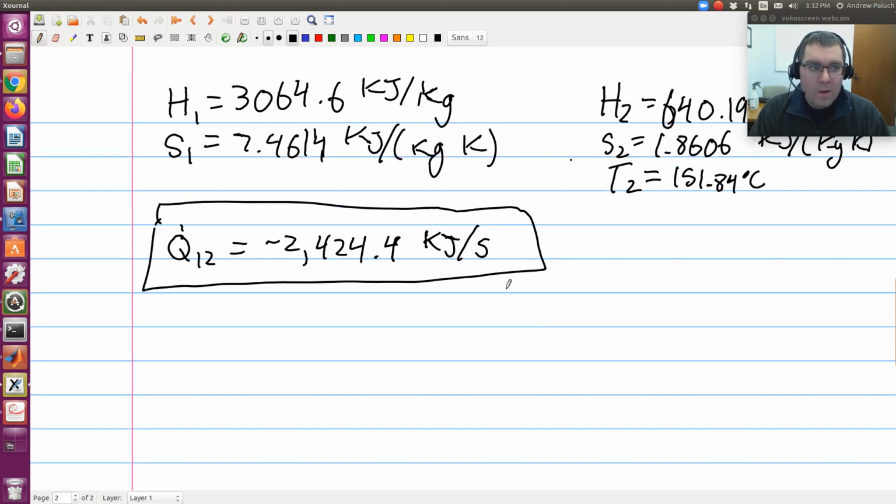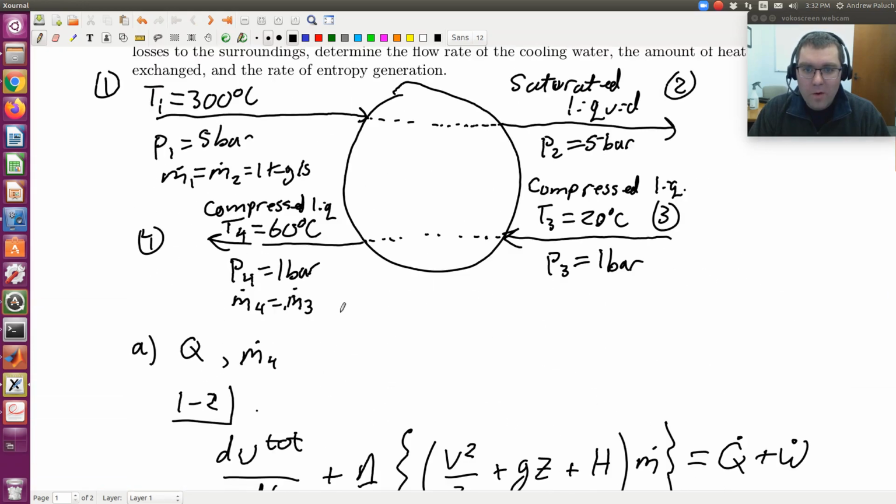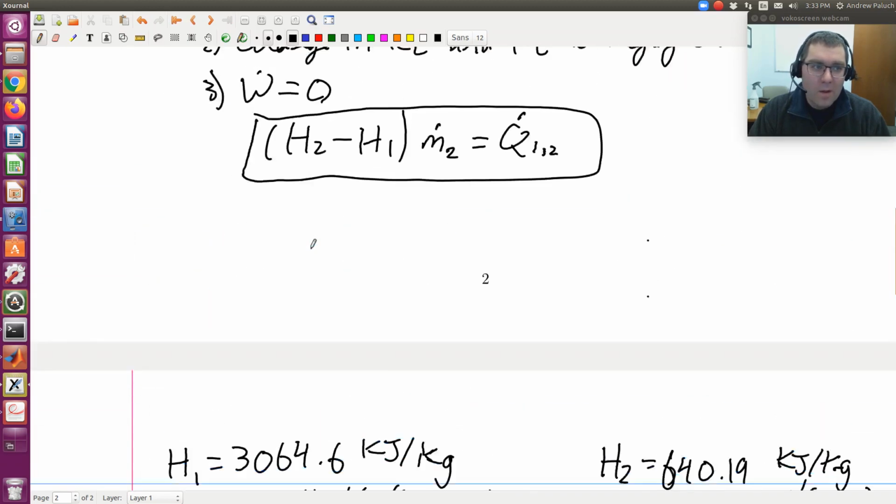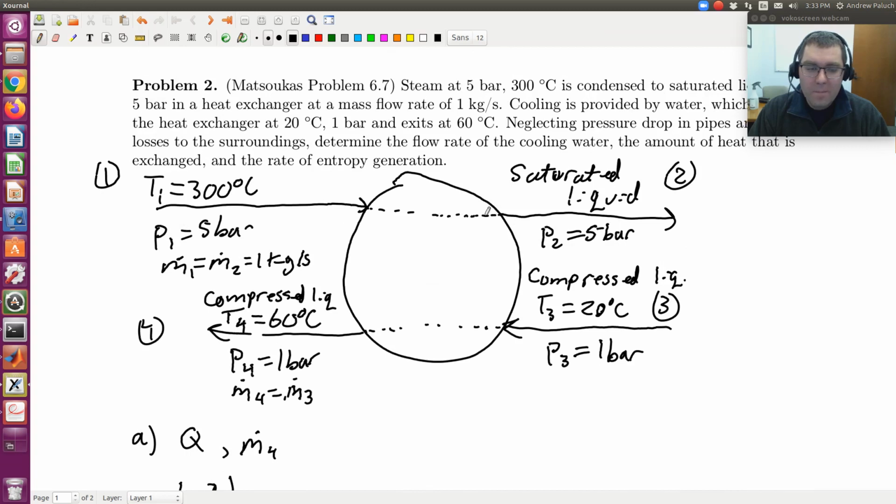All right. So now we need to solve for the mass flow rate of my cooling fluid. I'm assuming that Q is negative, so that means heat's removed from stream 1-2. So we're going to assume that the heat that's removed from stream 1-2 is absorbed by stream 3-4.